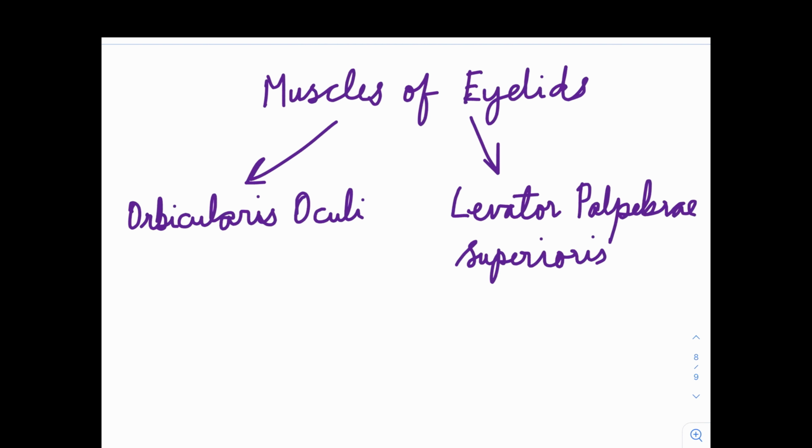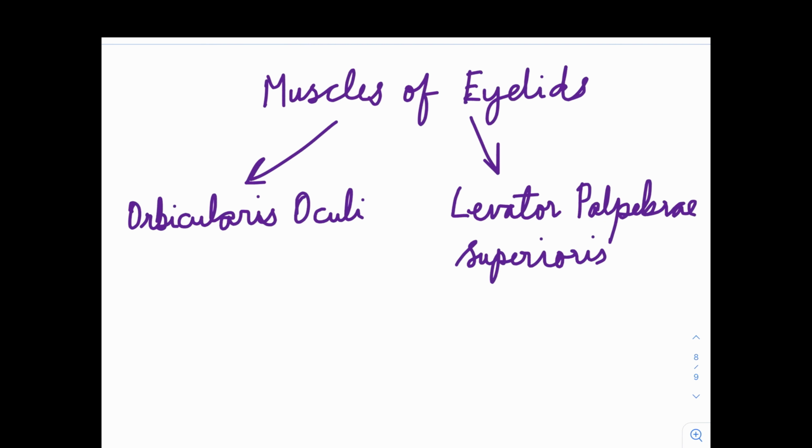And the second muscle is the levator palpebrae superioris muscle, which has its origin at the back of the orbital cavity, and its insertion is at the anterior surface and the upper margin of the superior tarsal plate. The nerve supply of the levator palpebrae superioris is basically the striated part has its nerve supply from the oculomotor nerve, while its smooth muscle part has its nerve supply via the sympathetic nerves, and its action is to raise the upper lid.